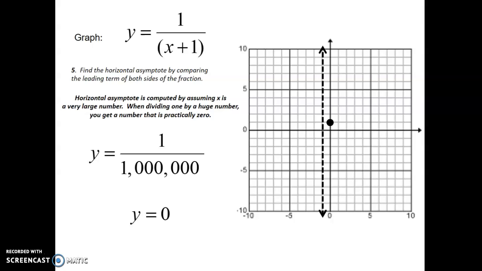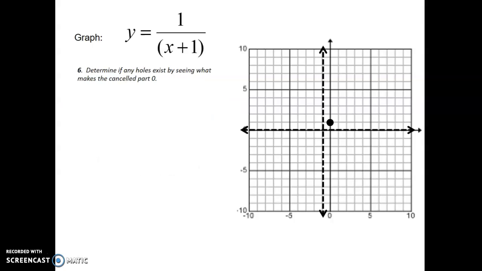Now this also explains why there was no x-intercept. If your horizontal asymptote is on the x-axis, there's not going to be an x-intercept. There's not going to be a point that the graph goes through on the x-axis because there's an asymptote there.